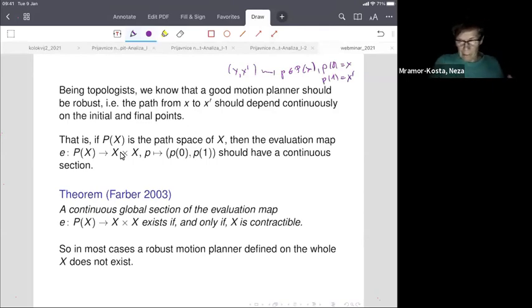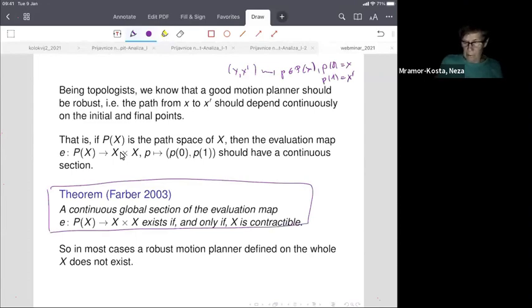Now, we would like to have a motion planner which is continuous, in the sense that it's robust with respect to the initial and the final point. If these are perturbed a little bit, the path won't change too much. Unfortunately, we have the theorem of Farber, which tells us that this is possible only if the configuration space is contractible, which is usually not true.